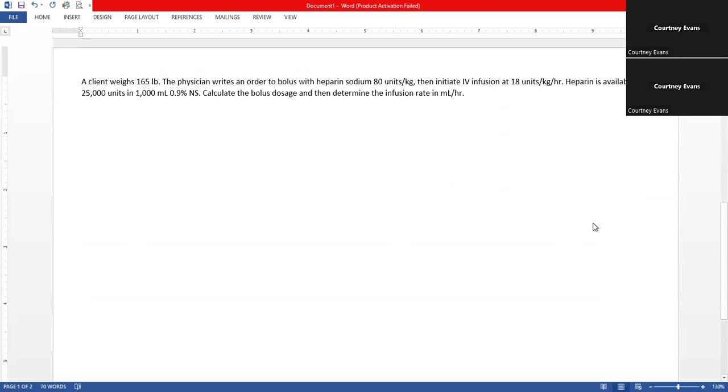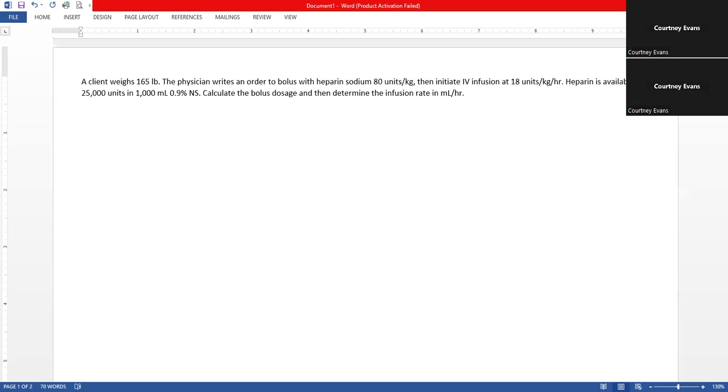All right, I'll pull it up. And if you want to pause and work it before I do, then you can come back and check your work. All right, so the problem reads, a client weighs 165 pounds. The physician writes an order to bolus with heparin sodium 80 units per kilogram, then initiate IV infusion at 18 units per kilogram per hour. Heparin is available as 25,000 units in 1,000 milliliters of 0.9% normal saline. Calculate the bolus dosage and then determine the infusion rate in mL per hour.